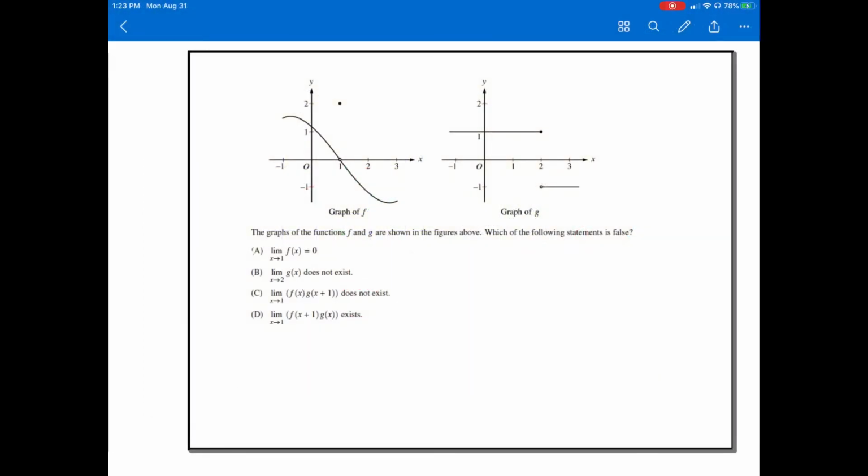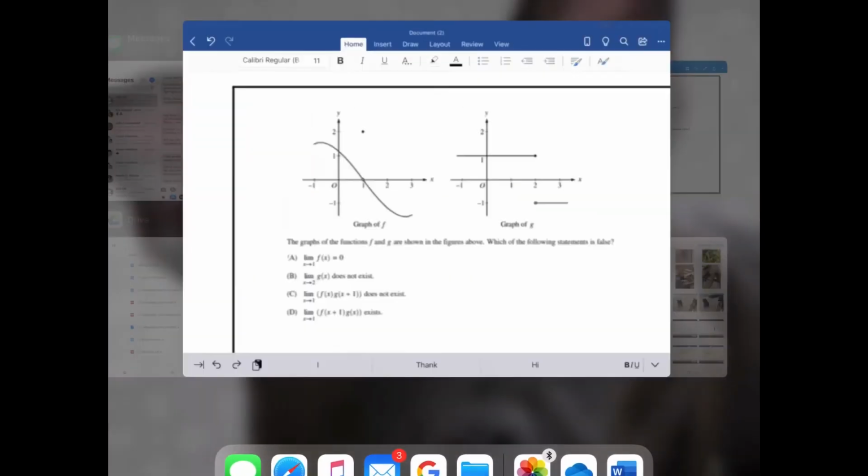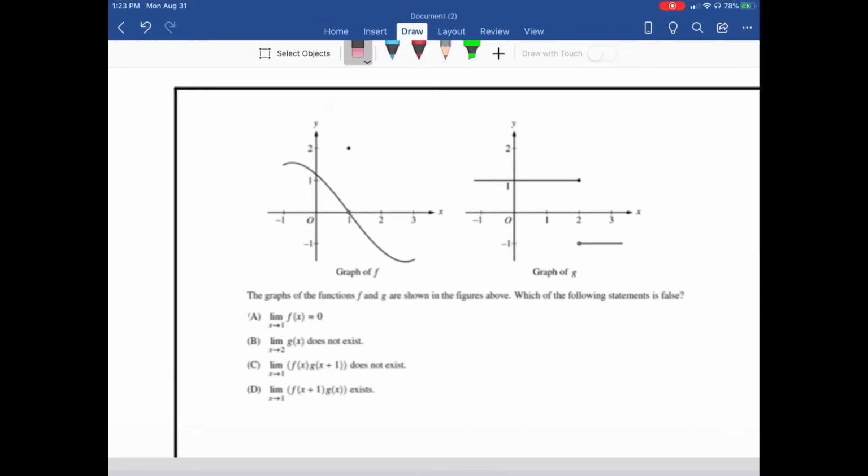Knowing what we know now, let's try and do this one problem. This is an AP multiple choice question. So pause me and give it a shot, see if you get the answer. All right, so if we are going to look at this problem, first let's highlight. It's asking us which of the following is false.